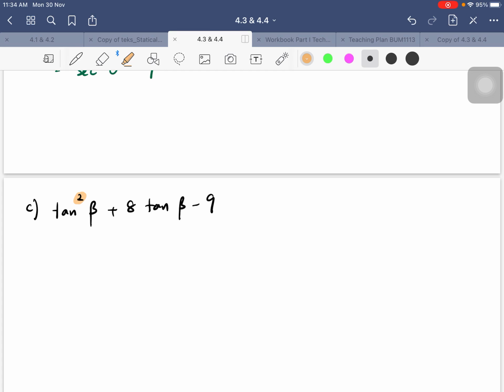So can you use your calculator for this? The answer is yes. So how should you deal with this case? The easiest way to do this is that I'm going to let x equal tangent beta.